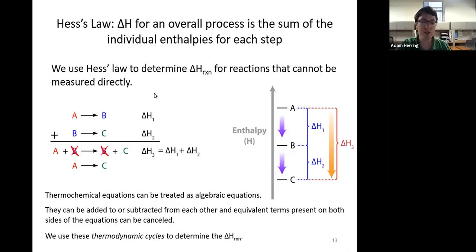And we use these, what are called thermodynamic cycles, in order to determine the enthalpy of an overall reaction. So the thermodynamic cycle would be reaction number 1 plus reaction number 2 to yield reaction number 3. And reaction number 3 would be our enthalpy of reaction, the enthalpy that we actually care about.